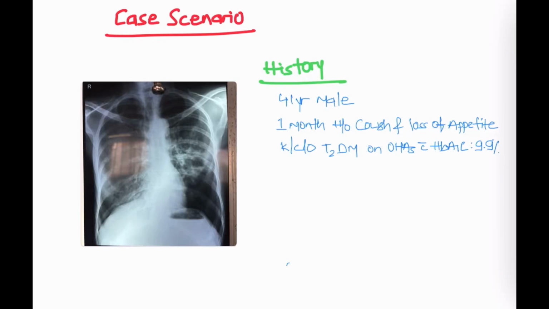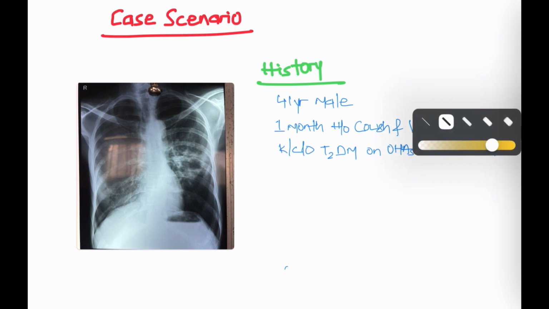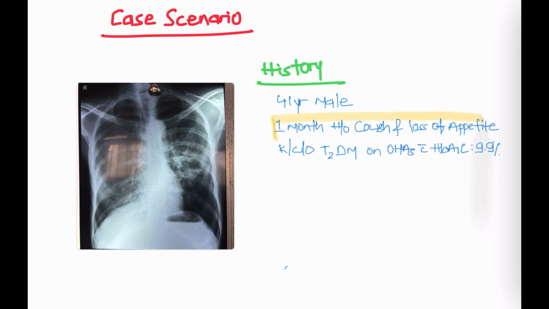Hello everyone. Today we will discuss a case scenario which we saw in the rounds. This case was a 41-year-old male presented with 1 month history of cough and loss of appetite. So this was the presenting complaint.